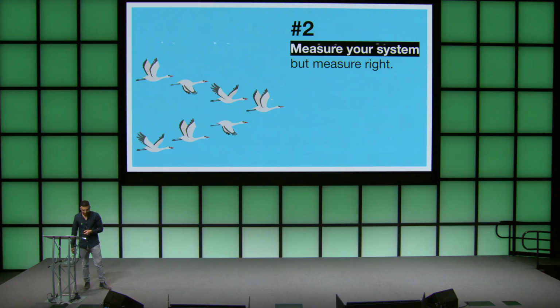Number 2, measure your system. It's kind of trivial, but you need to remember that you're working on optimizing a system, and you want to measure your current system. You want to measure the new one.